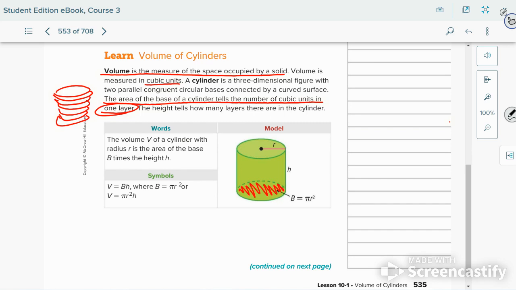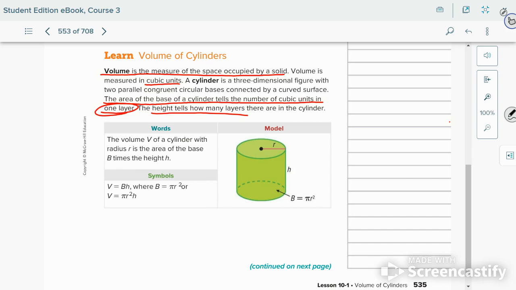But if you found one pancake, how many cubes fit on there, right? How many little cubes fit on there, all right? Then you would just have to multiply it by the number of pancakes, which is the height. So that's what this is saying. What we're doing is we're finding one layer, the first layer, the base, and then we're going to multiply it by the height. Okay? So that's what the formula says. The height tells how many layers, just like the number of pancakes in the stack.